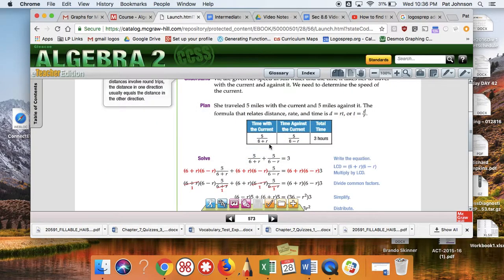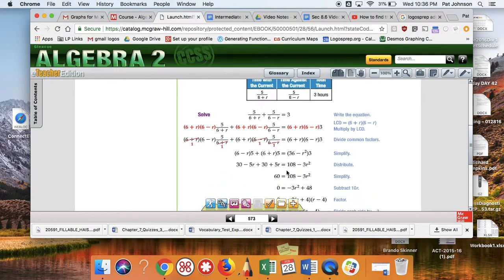So that's what they did. This is time 1, and this is time 2. So now we can solve this. We are just getting a common denominator, which is 6 plus r times 6 minus r. And we multiply it by the entire equation. So to this term, and this term.